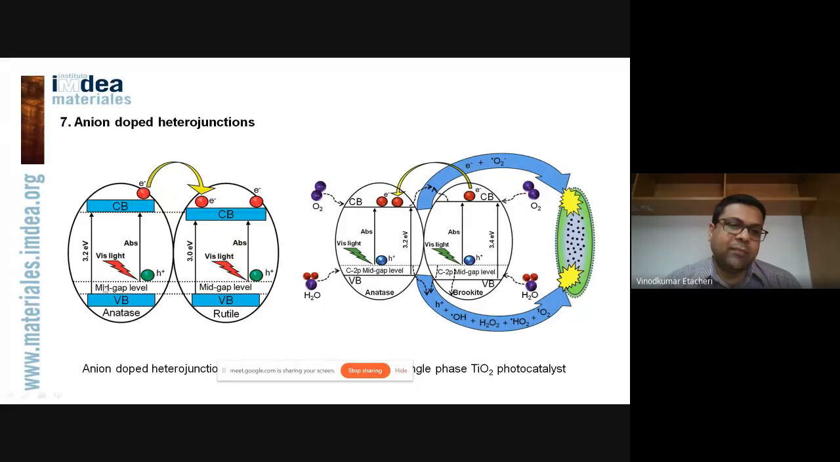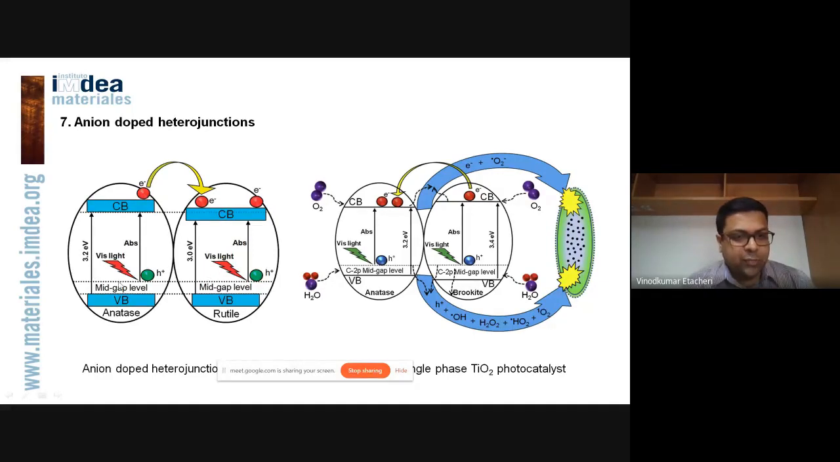So you can see the mid gap level. These gap levels are formed by nitrogen and sulfur doping, so it can produce a mid gap level. And in this anatase-rutile heterojunction, you can see the conduction levels are at different levels. The valence bands are at the same energy, but the conduction bands are at different levels. So that can create electron transfer.